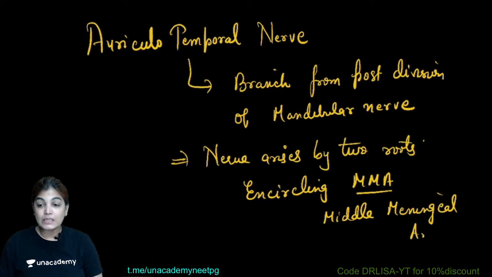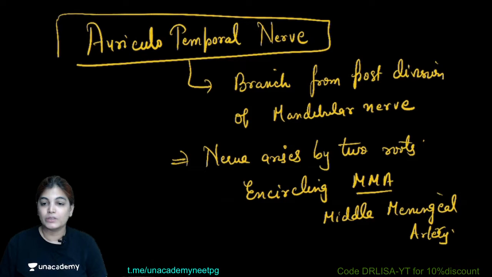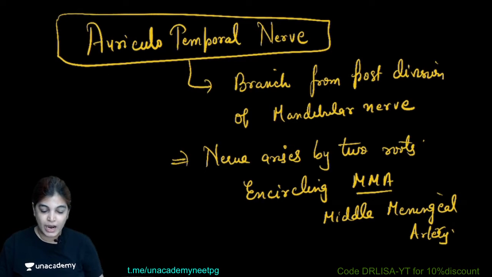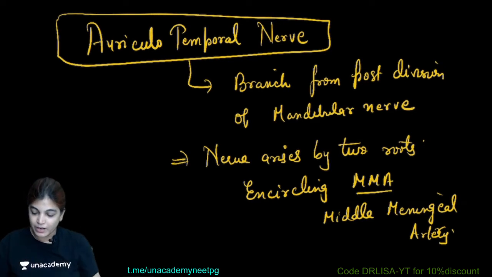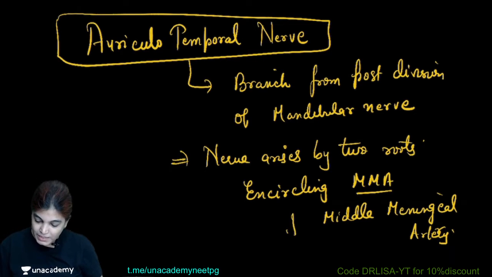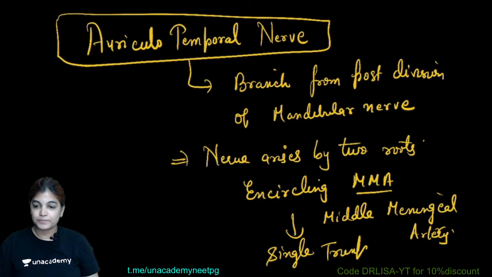So the nerve which arises by two roots and is a branch of the posterior division of the mandibular nerve is encircling the middle meningeal artery. These two roots encircle the middle meningeal artery and then join together, and the auriculotemporal nerve forms a single trunk.